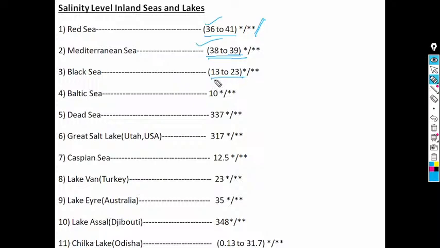Then the Black Sea is 13 to 23 percent. The Baltic Sea is 10 percent. I am talking about salinity here. The Dead Sea is 337. The Great Salt Lake in Utah is 317.